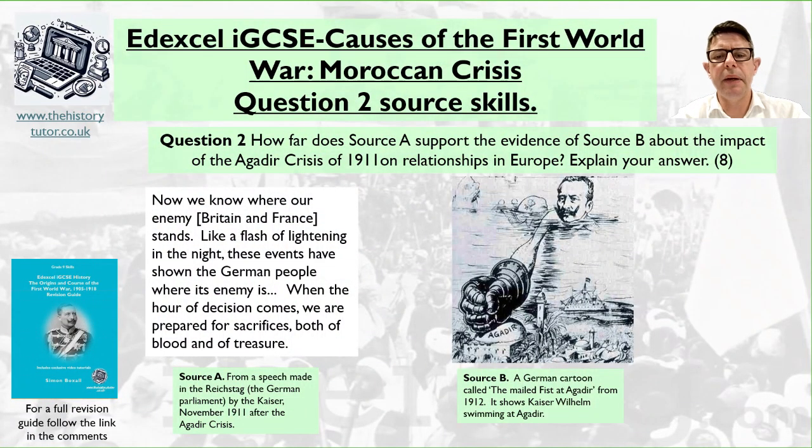See if you can work out the main messages from them and see if you can work out the main provenance ideas from them. You can label these ideas in your revision guide, around the revision guide. If you don't have my revision guide, then obviously you can do this on some paper.